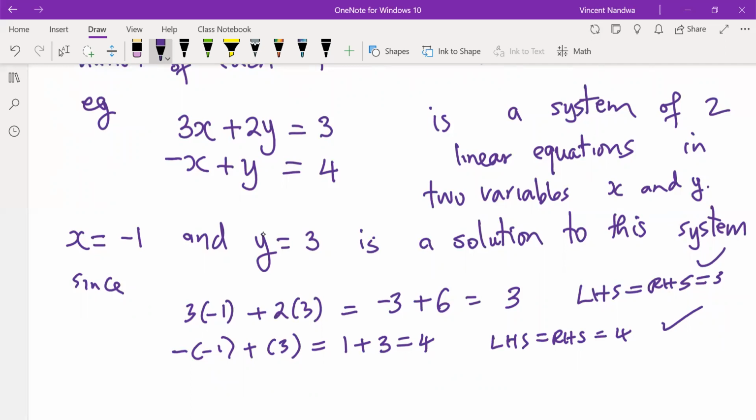So remember that a solution to the system are the values of the variables that satisfy all the equations in the system. So if you get a set of values for x and y that satisfy only one of the equations but fail to satisfy the other equation, then that doesn't qualify to be called a solution to the given system.